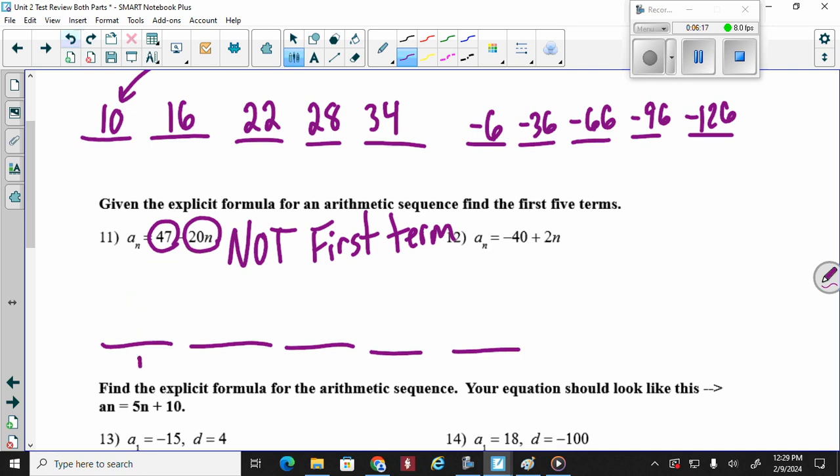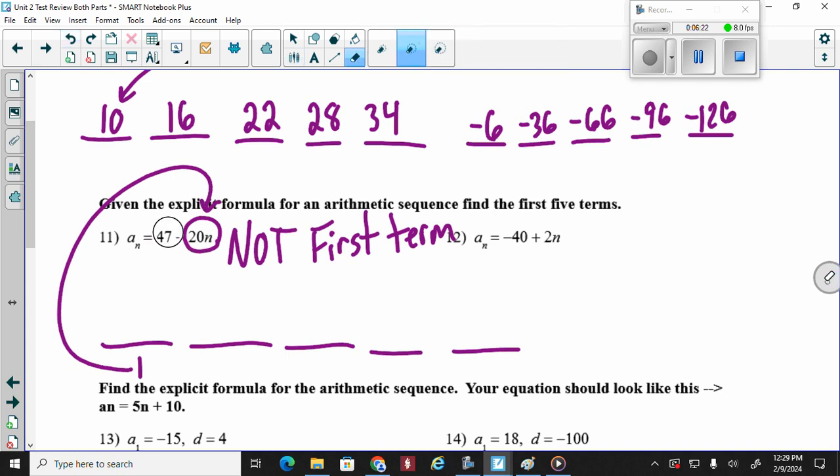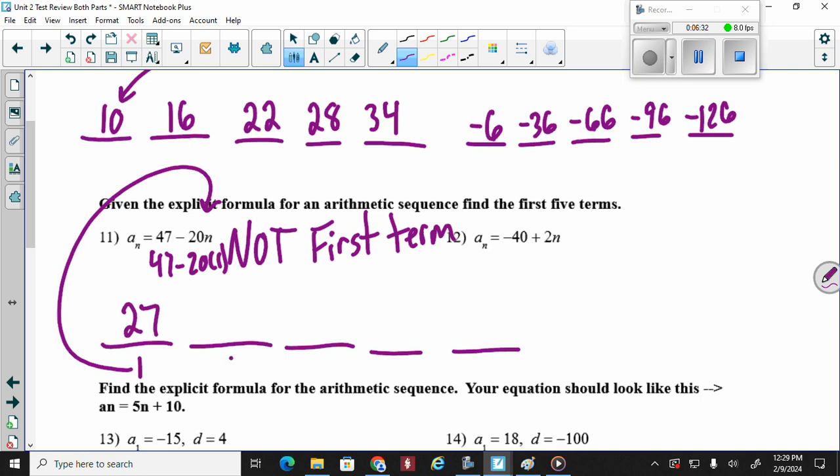So in order to get the first term, you take 1, you plug it in for n, okay? So you are going to do 47 minus 20 times 1. All right, so that gives me 27. And then you do 2, you plug it in there. So 47 minus 40. Now we're at 7. Then you do the same thing for 3. But at this point, you should kind of know what's happening, and that is you are subtracting 20 every single time. So that's negative 13, negative 33, and then negative 53.